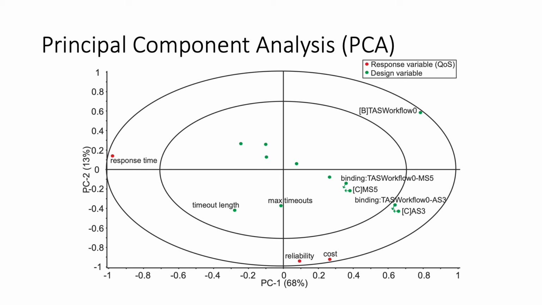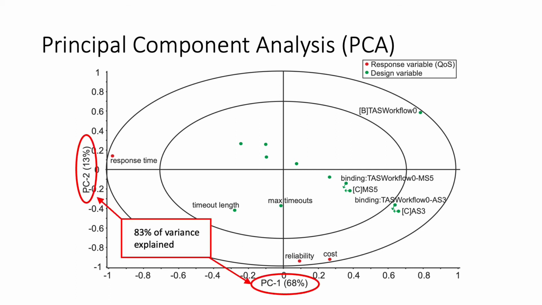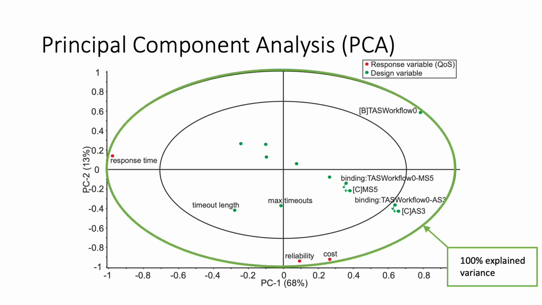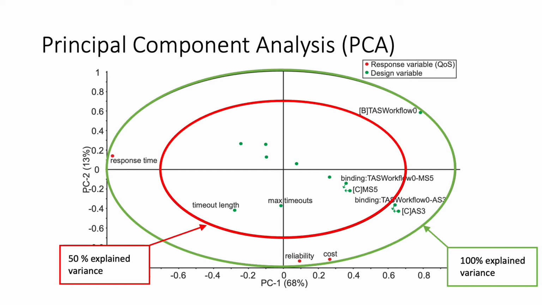The PCA loadings plot of the samples analyzed for TAS displays the first two PCs. These PCs carry plenty of information and explain 83% of the variance of data, with PC1 explaining the most, 68%, and PC2 explaining much less variance. The plot contains two ellipses that indicate how much variance is taken into account. The outer ellipse is the unit circle and indicates 100% explained variance, whereas the inner ellipse indicates 50% of explained variance.